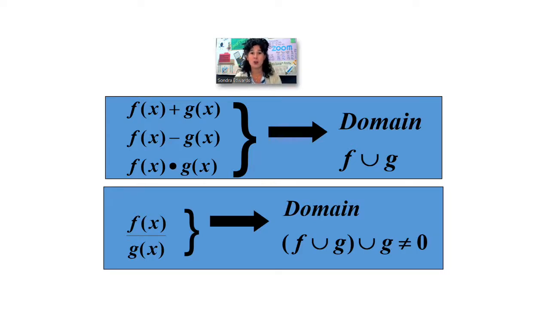When you go to find the domain of a couple of functions that have been added, subtracted, or multiplied, you find the domain of each function separately, and then you unite them, F union G. If you have taken a couple of functions and divided them, you're going to do something similar. You're going to find the domain of each one of them separately, combine them, but you're also going to leave out any numbers that make the function you're dividing by equal 0.